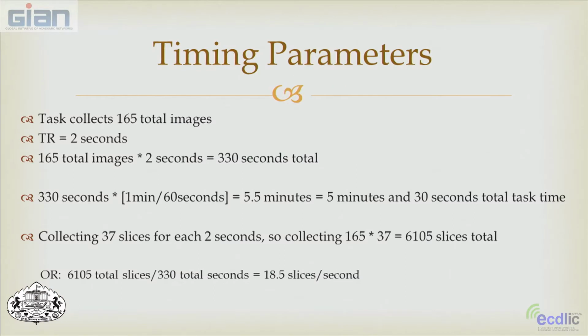So we're collecting, actually for this, 37 slices every 2 seconds. So we are actually collecting, if you see on the bottom, 18.5 slices per second. So that's pretty quick going through the brain. And if we compute 165 time points times 37 slices, we end up with over 6,000 slices total that we've collected.